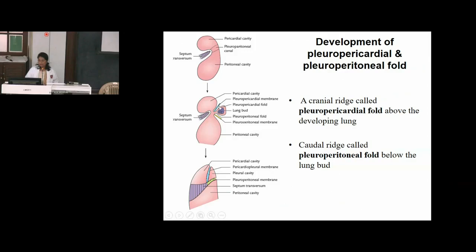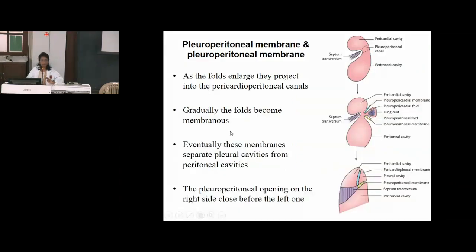Where are we getting these? In the upper part of the developing lung, we are getting the pleuropericardial fold. That ridge is formed in the wall of the coelom. While below the developing lung, we are getting the pleuroperitoneal fold. Once these folds are formed, this gets thickened to form the membranes. Right? Yes.